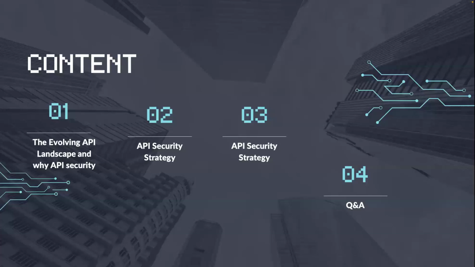So today's agenda is going to cover, we're going to start with the evolving API landscape and why we need API security. Also talk about the API strategy and, oh, sorry, the last one shouldn't be doubled, but the last one is just talking about what are the best practices when it comes to API security. My personal best practices.